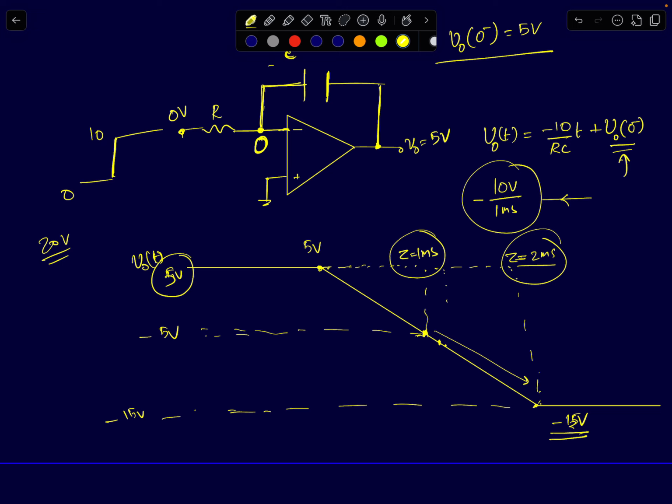So previously, if you guys recall, the output was saturating at just 3 by 2 time constants. Okay, that was 1.5 milliseconds. Now it's saturating at 2 milliseconds.